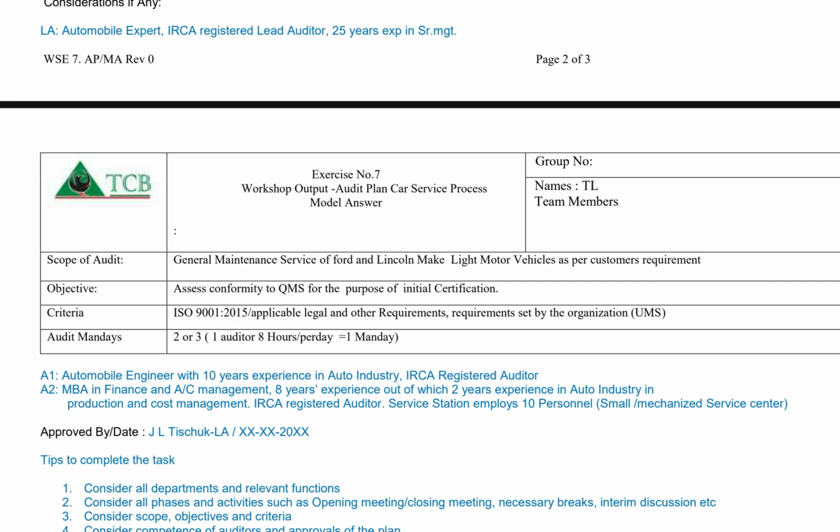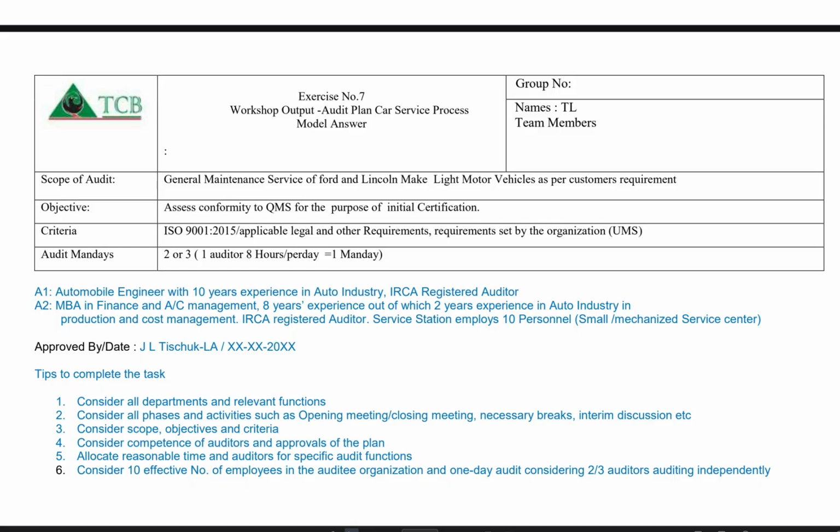So this has been approved by the certification body's responsible person. Consider 10 effective number of persons, so 2 to 3 audit mandates would be good enough. This is how you are going to make an audit plan, and this goes to the customer. I would like you to put in your thoughts, use your own judgment, and prepare a good audit plan. Give your time in such a way that you can effectively audit this organization to a reasonable degree of depth, and your observations will be quite reliable.